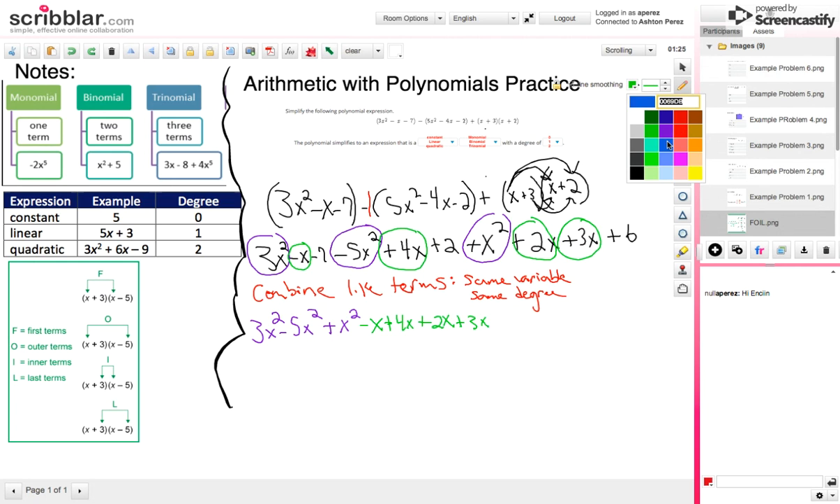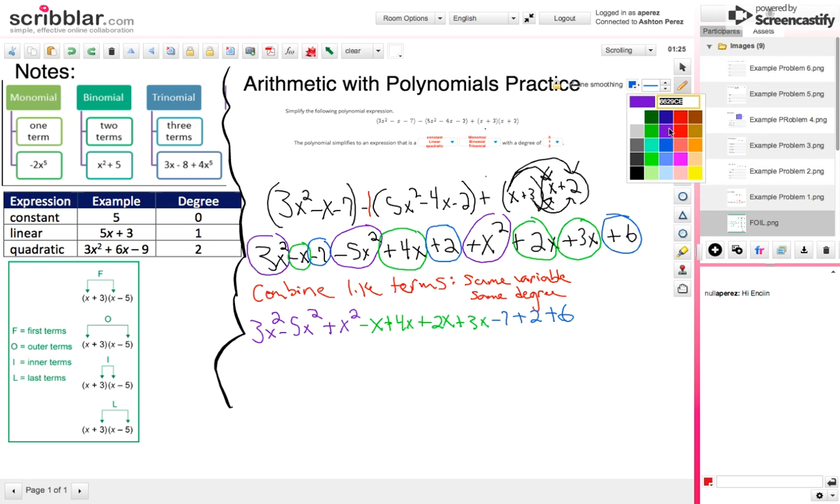And lastly, we're going to combine all of our constants, our regular numbers. I'm circling the negative in front: negative 7, a positive 2, and a positive 6. Negative 7 plus 2 plus 6. Okay, lots of colors going on here.